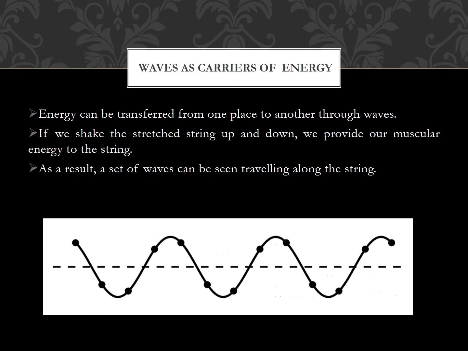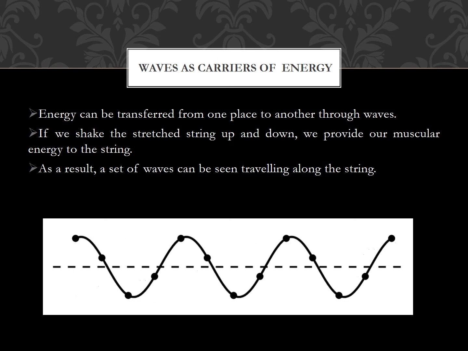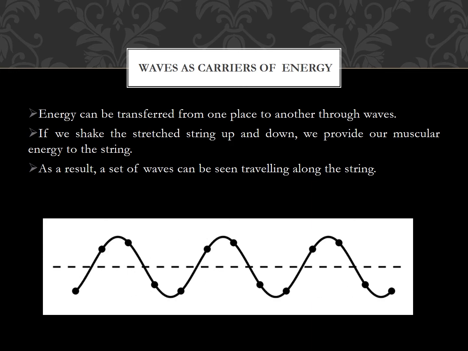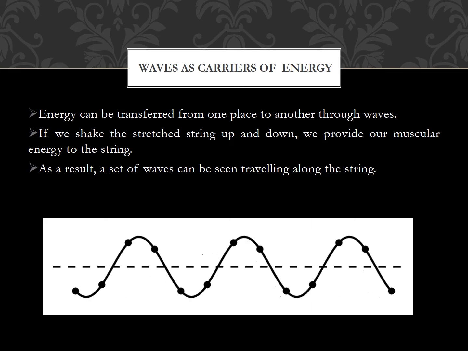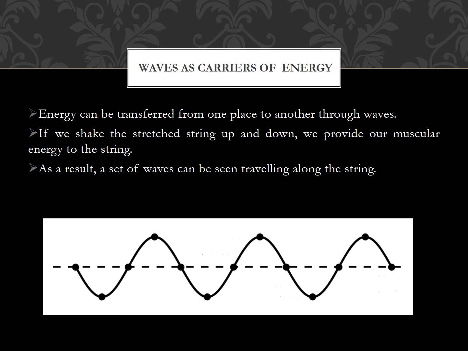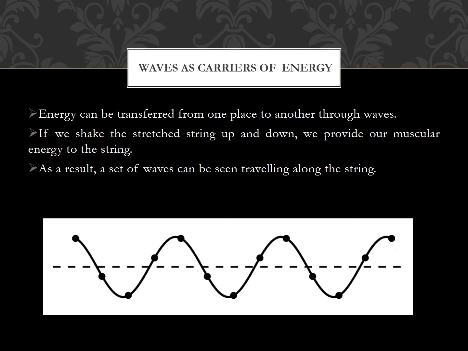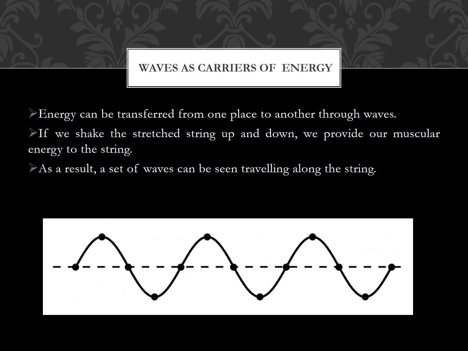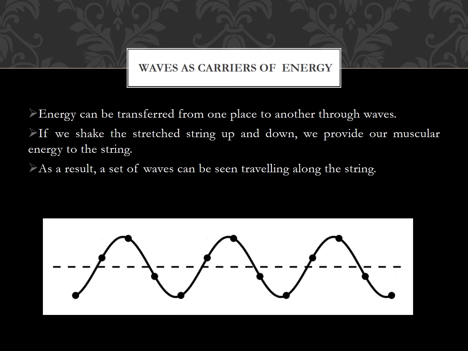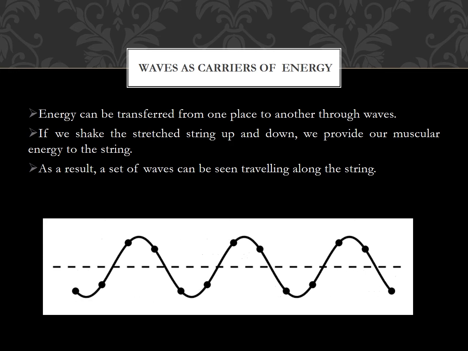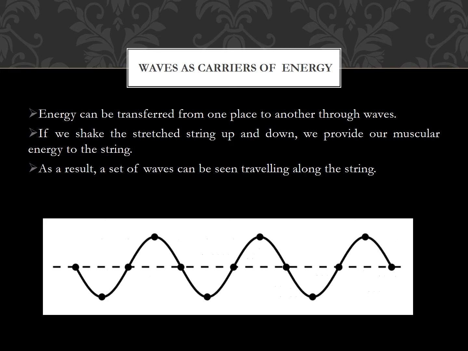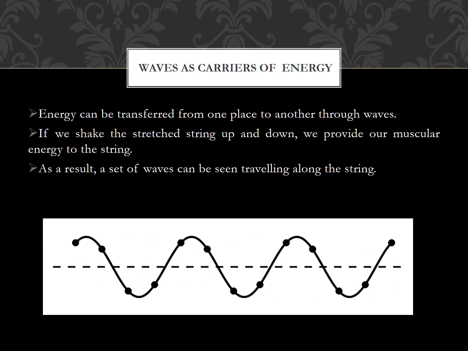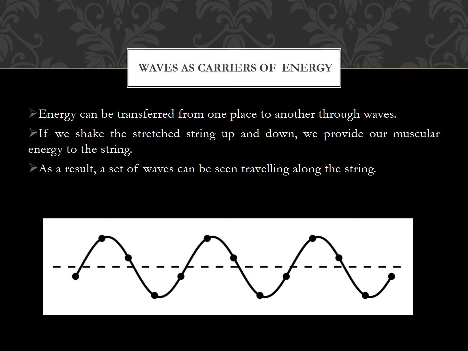animation clearly, that when we stretch a string and move it up and down, then a set of waves is going to be generated. As you can clearly see in the animation, by moving the string up and down, a set of waves is generated. What actually happens there is that when we move the string up and down, we basically transfer our muscular energy to the string, and as a result a set of waves are produced along the string.